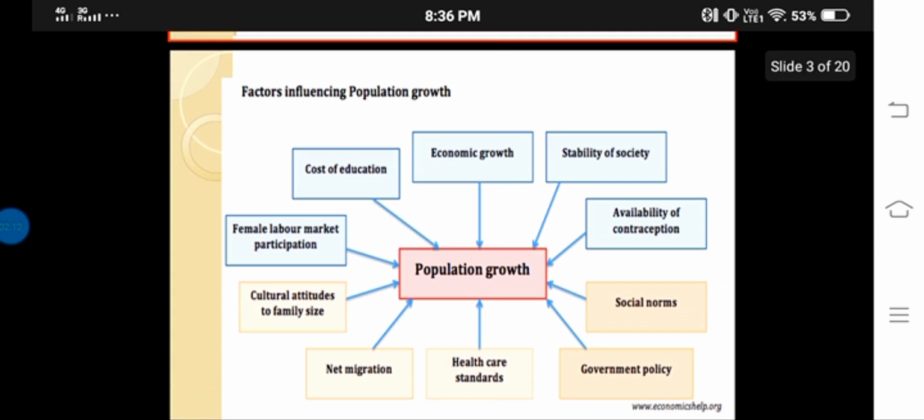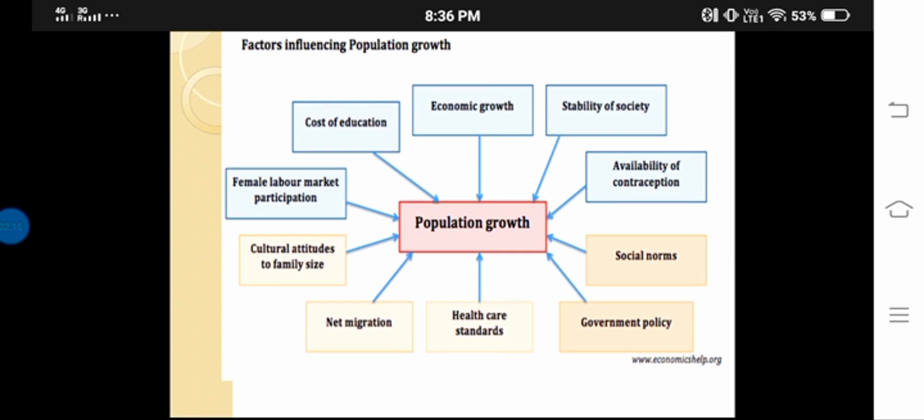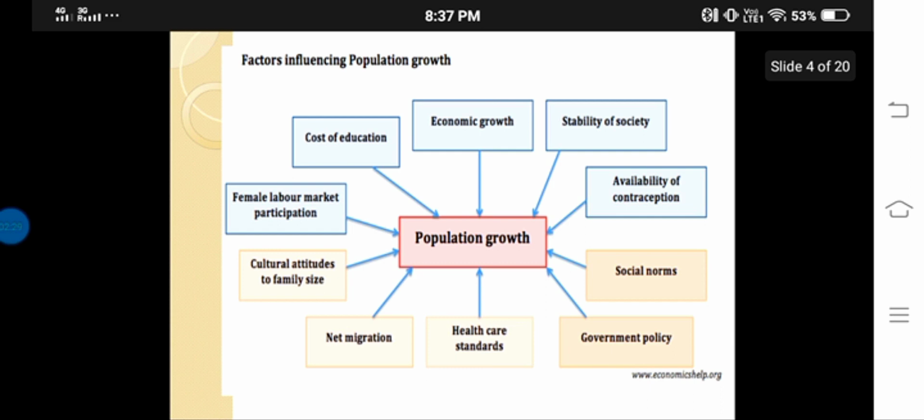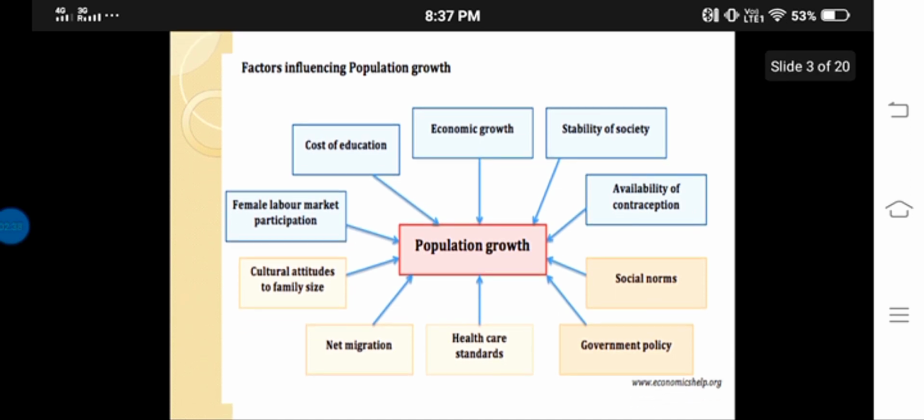Next comes population growth. Now, what are the determinants or factors that influence population growth? First of all, social norms. In India, there is a practice where there are social taboos, and people are not very aware about birth control methods or family planning methods. So that needs to be encouraged.